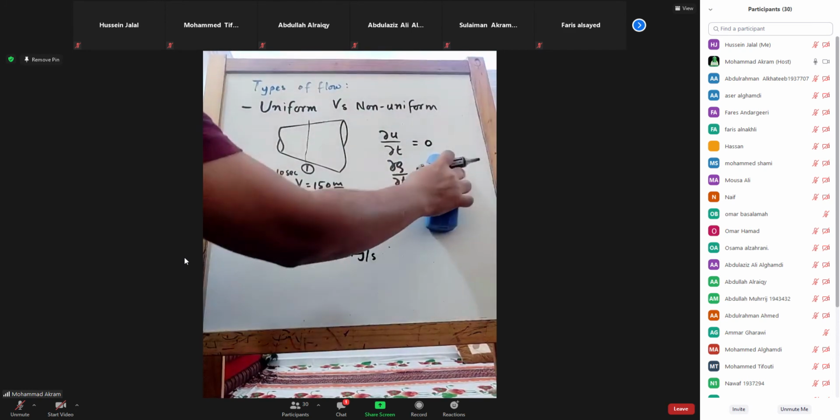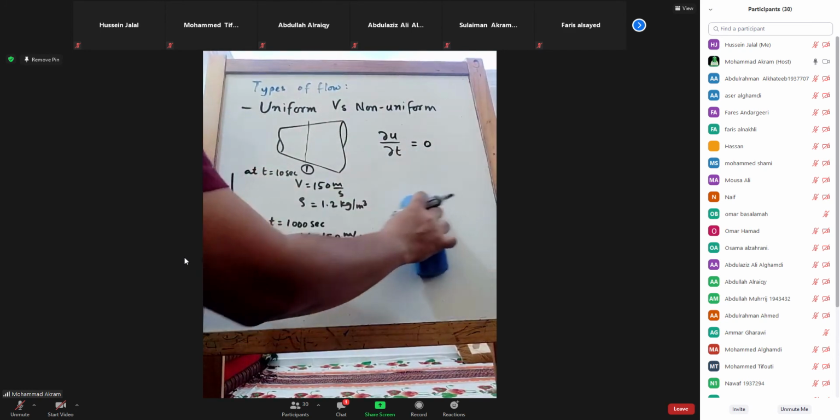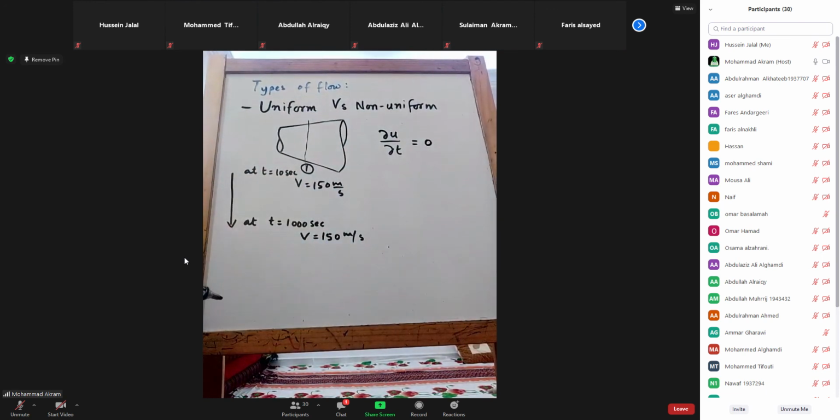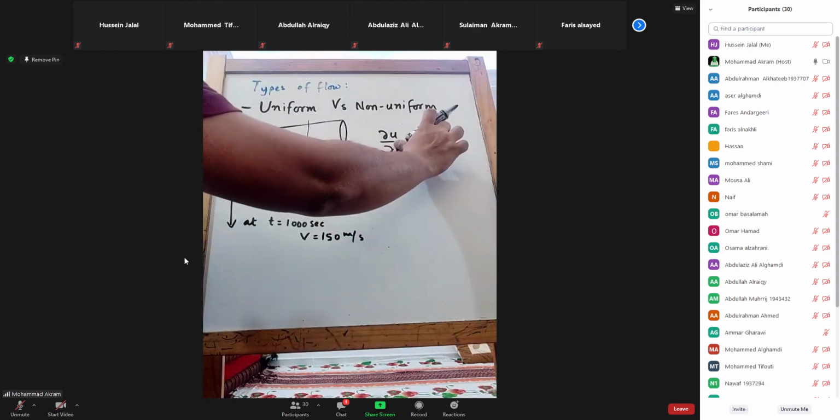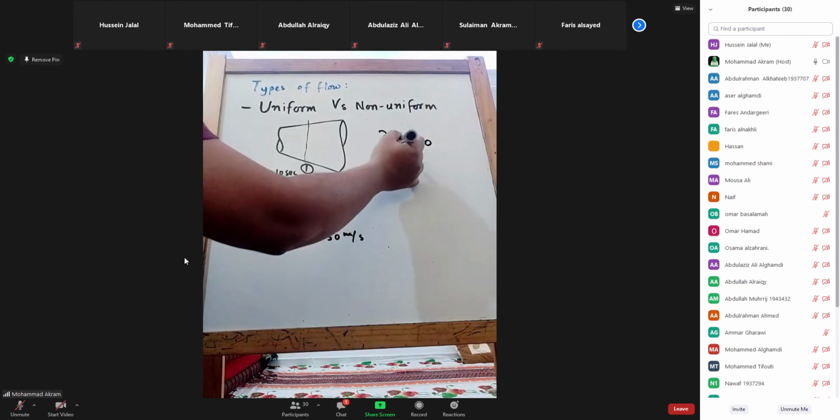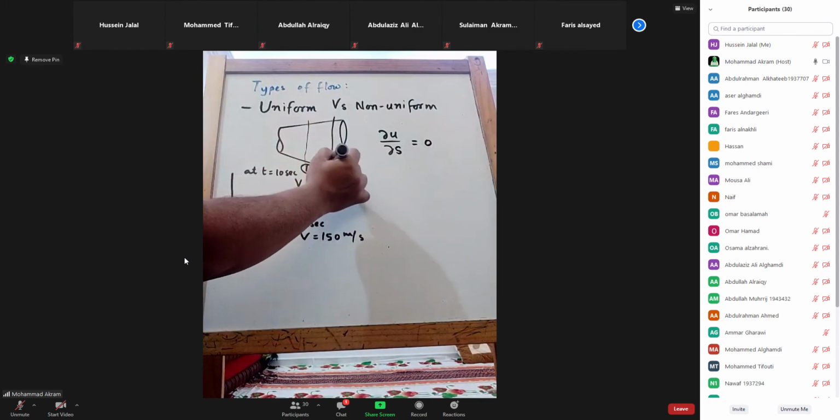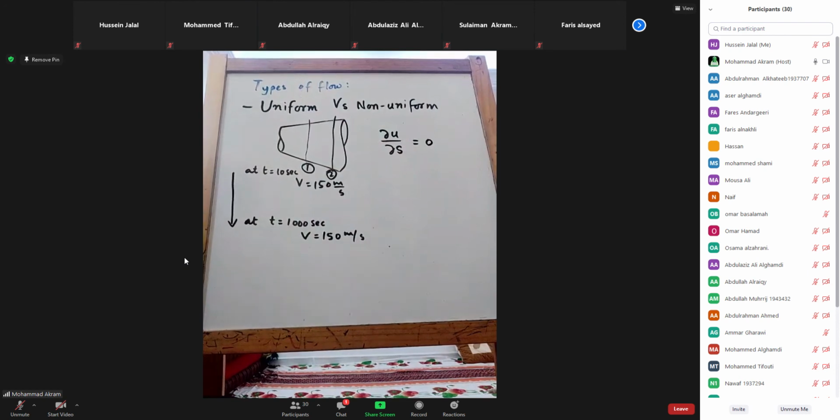Uniform, non-uniform. This is very simple. In this case, if the velocity is not changing with space, that is distance, du by ds. Say for example, now I am looking between 2 points. Steady and unsteady were at different locations. Now this is between the two places.